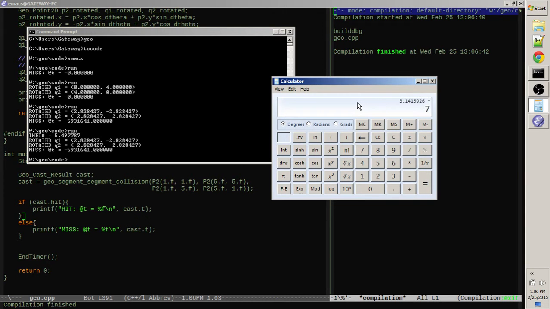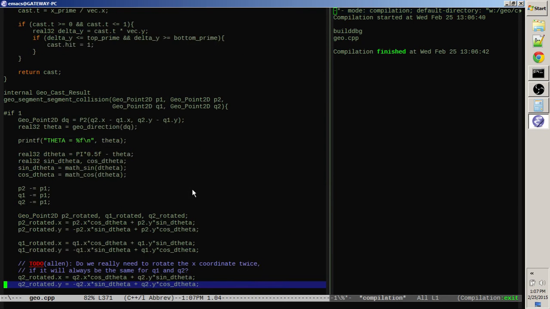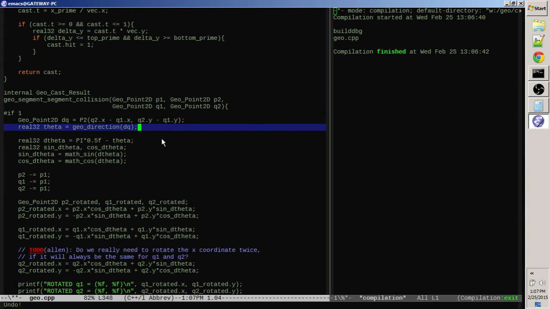3.1415926 times 7 divided by 4. Yeah, so that isn't the problem. Let's see what it calculates for d theta.